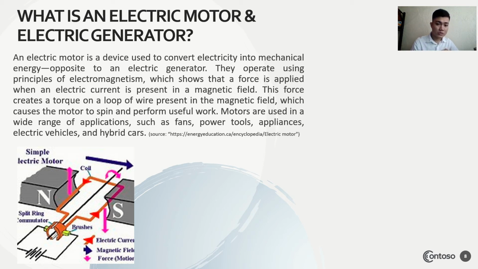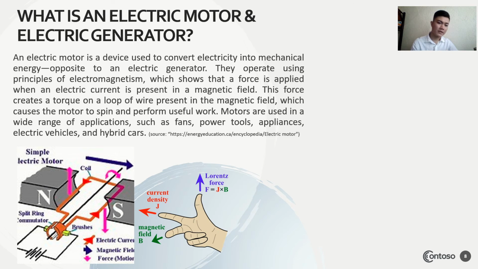Now we could also use another kind of right hand rule. This is Fleming's right hand rule. Using it, we could know the rotation of this loop. The three fingers must be perpendicular to one another. The thumb points to the force, the pointer finger points to the direction of the current, while the middle finger points to the direction of the magnetic field.